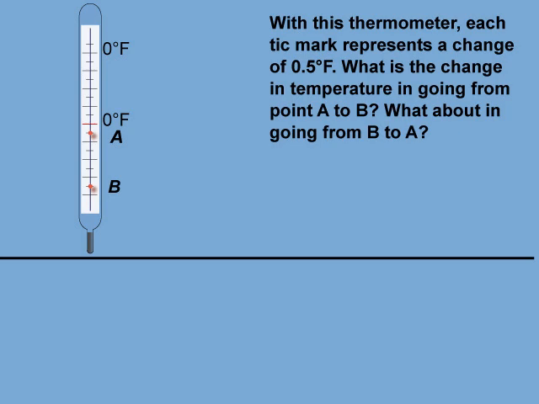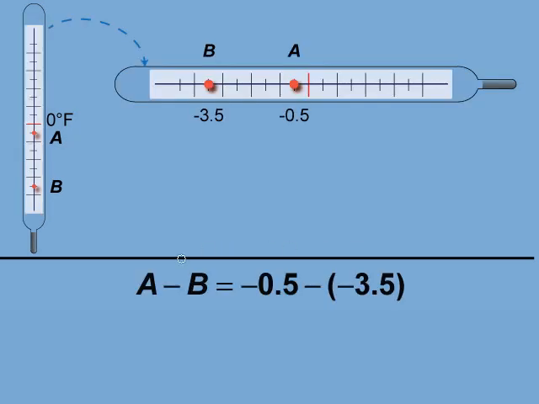With this thermometer, each tick mark represents a change of 0.5 degrees Fahrenheit. What is the change in temperature in going from A to B? What about in going from B to A? Turn the thermometer into a horizontal number line and label the numbers on the number line. The expression A minus B is shown here. Subtracting a negative is the same as adding a positive. The result is 3.